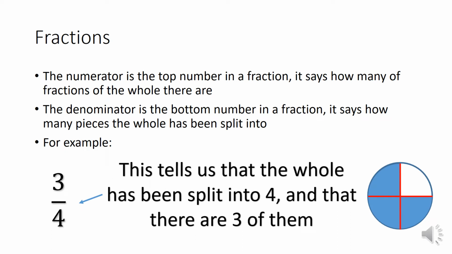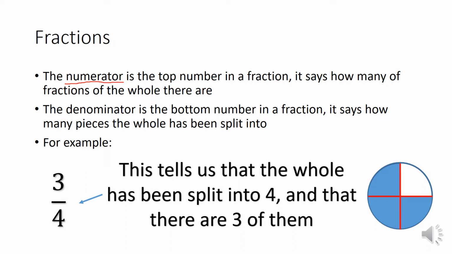With fractions, we see them written like how it's written down here. It's one number, a line, and then another number. So there are two numbers here. There's this number at the top, which we call the numerator. So the number on the top we call the numerator. I'm just going to underline that as a keyword. And this tells us how many of the fractions of the whole there are. I'll come back to that in a second.